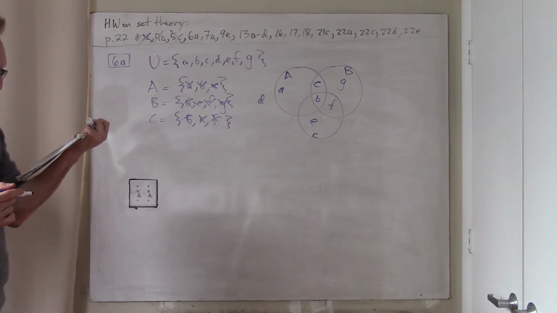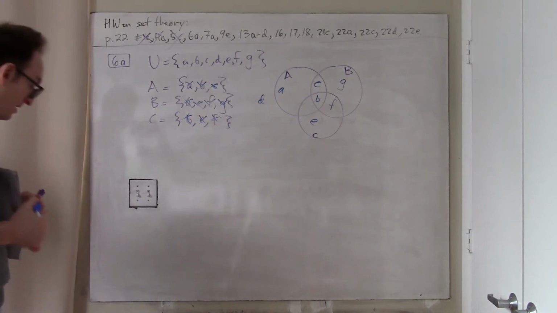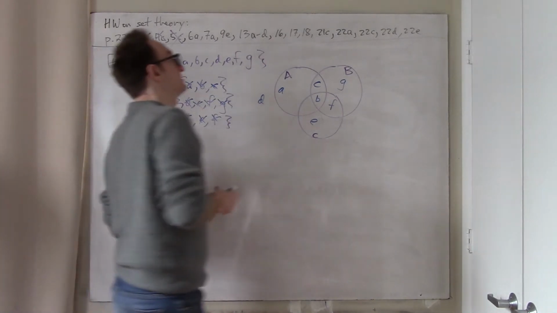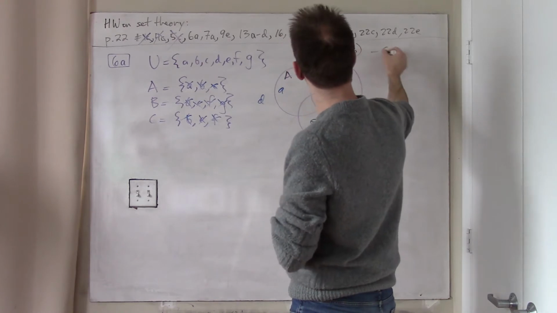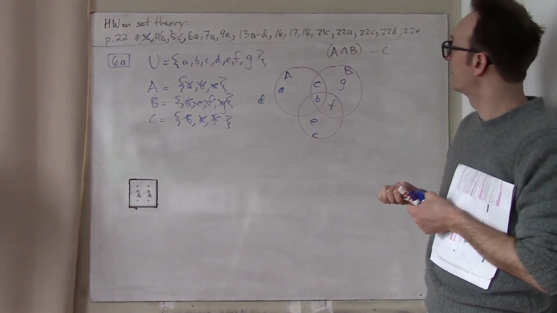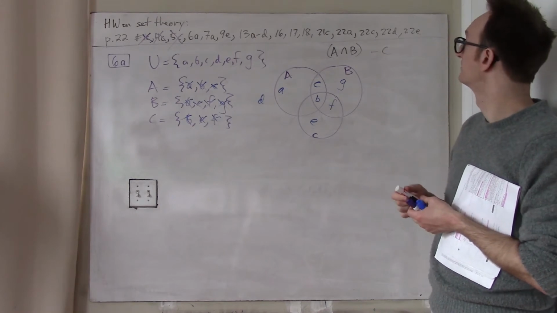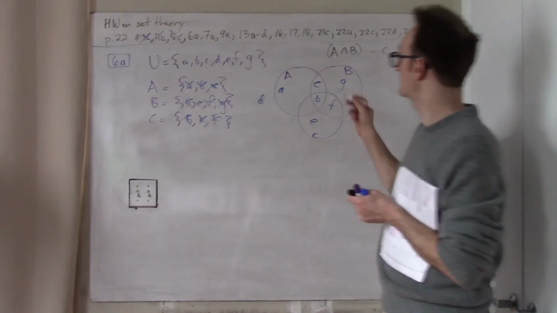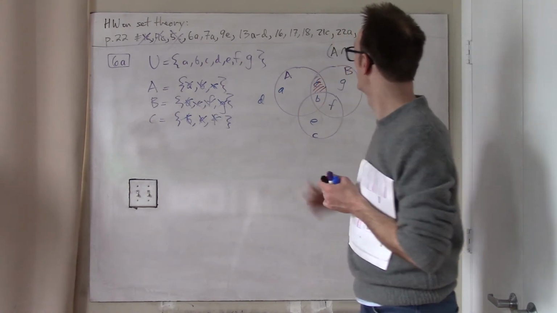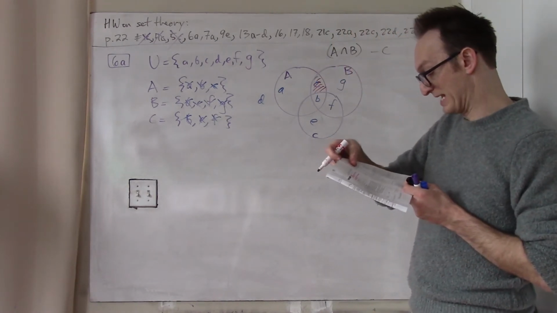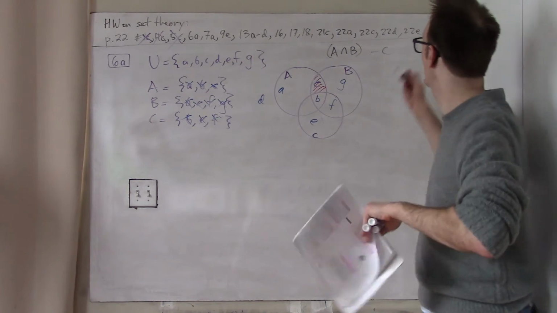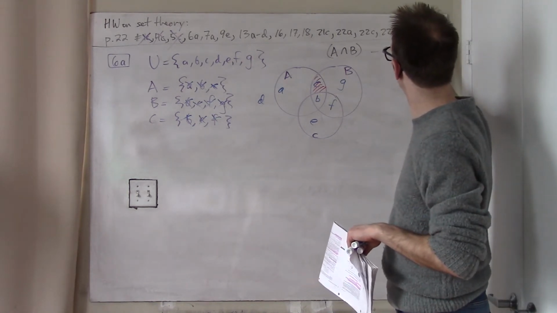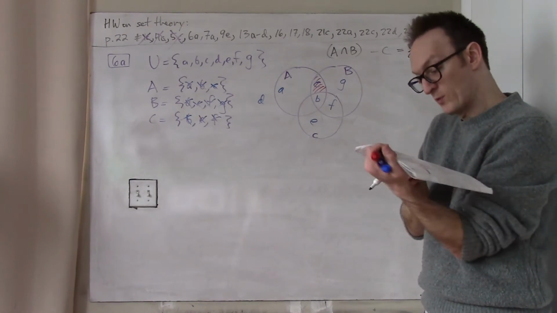Now what are we supposed to be doing? Shade in the region A intersect B minus C. All right, I think I can do that. A intersect B, parentheses, minus C. So that's everything that's in A and B, but not in C. Yeah, so it's just this. And in fact, this is just going to be a set containing just the letter little c. And then we are supposed to do something else.